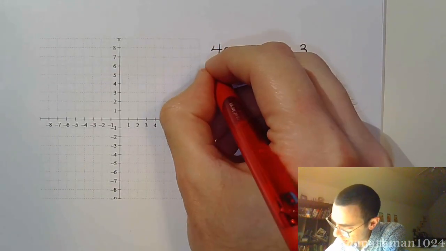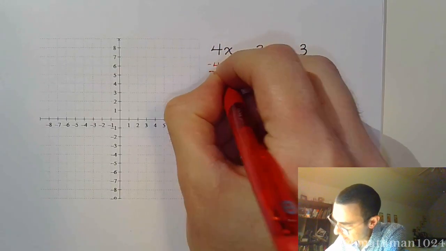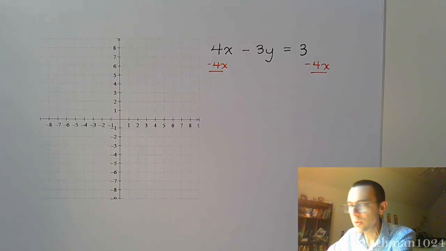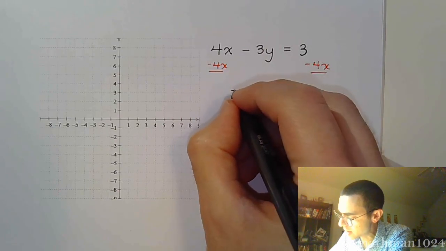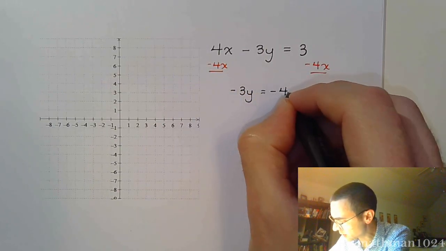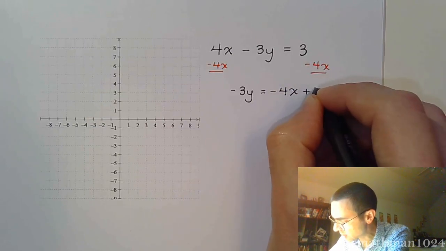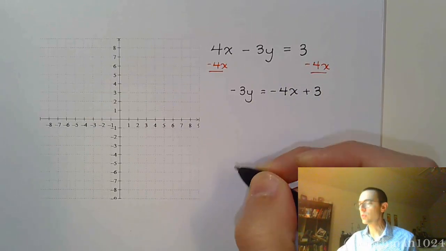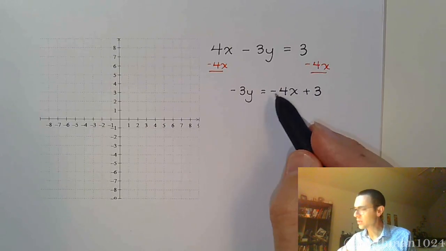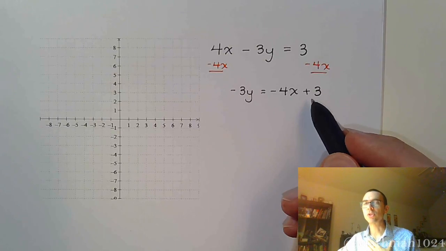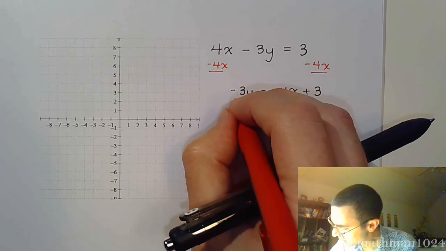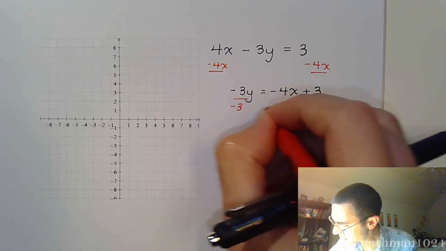The first thing we do is to move the 4x to the other side. Now I know the order of the terms doesn't really matter, but I'm still going to write this so that my variable term is first. That's what we're used to seeing for the slope-intercept form. It goes y equals mx plus b. Now don't think that this is in slope-intercept form just yet. We still have to finish solving for y, which means divide by that coefficient.